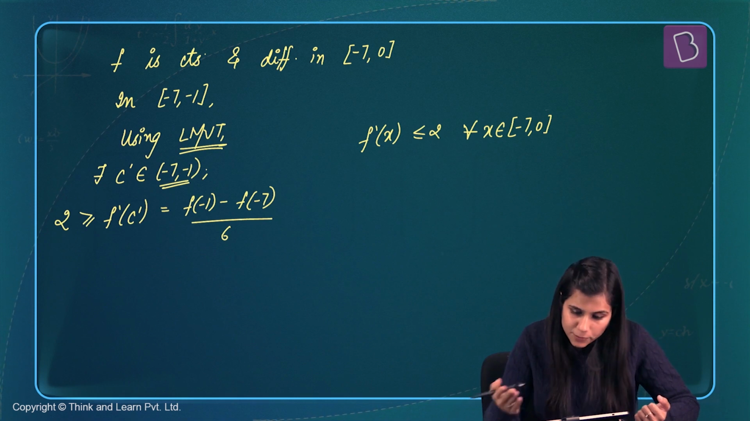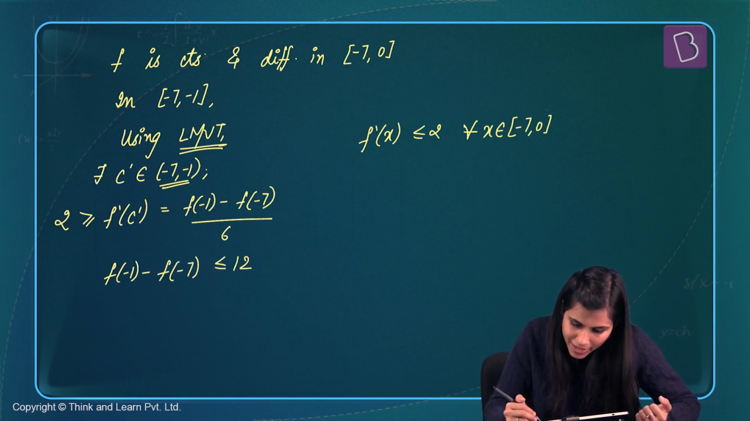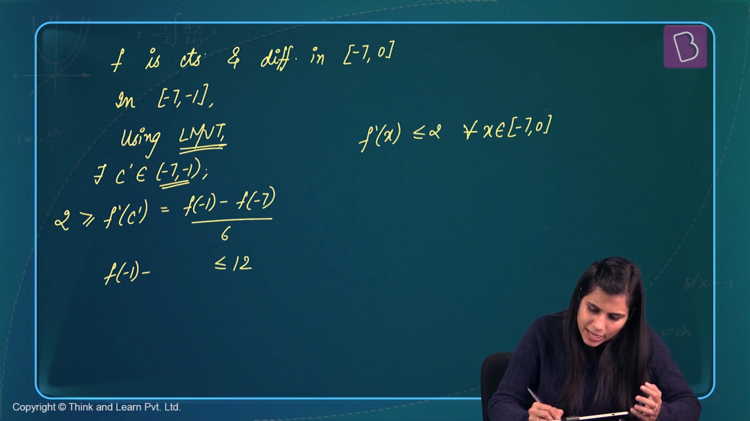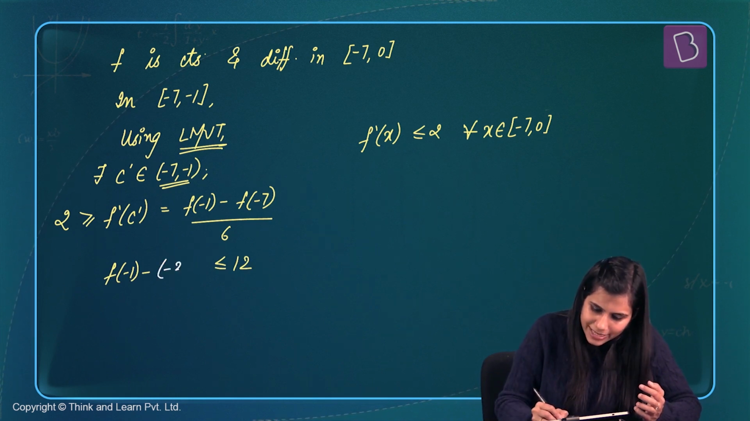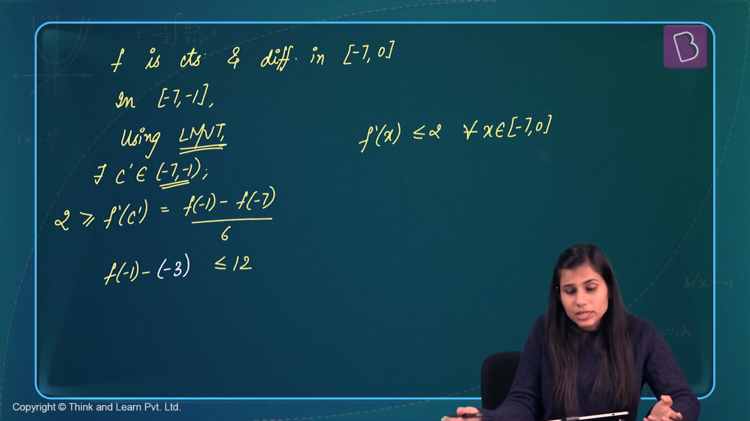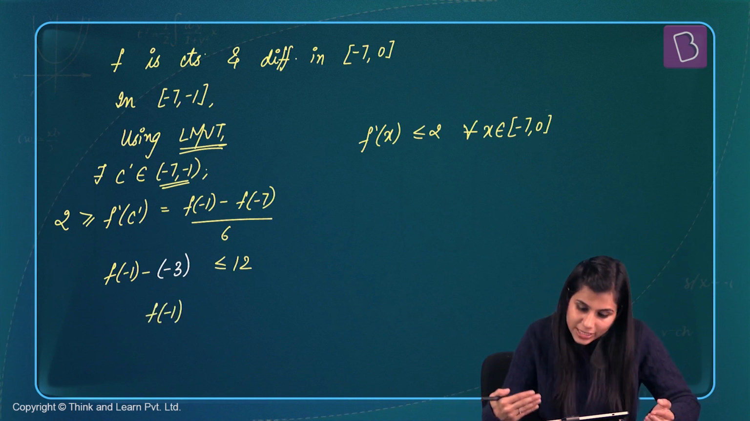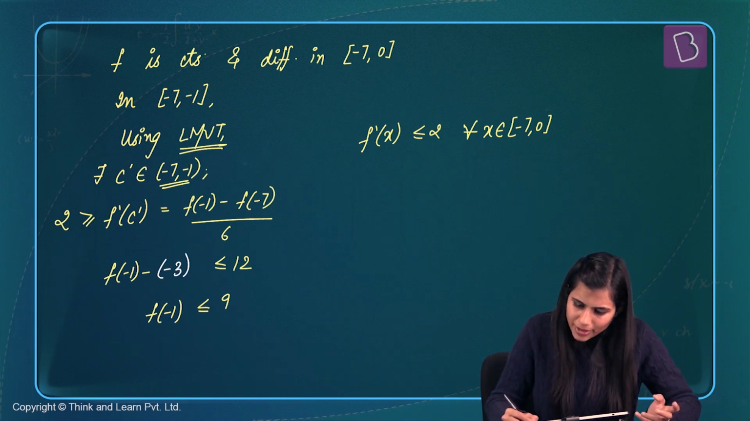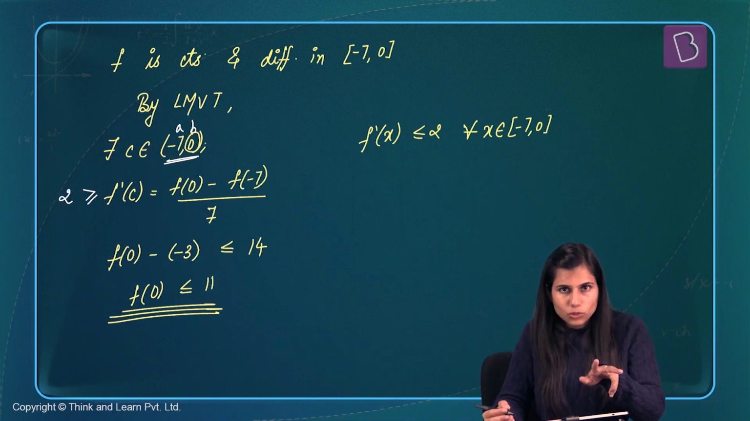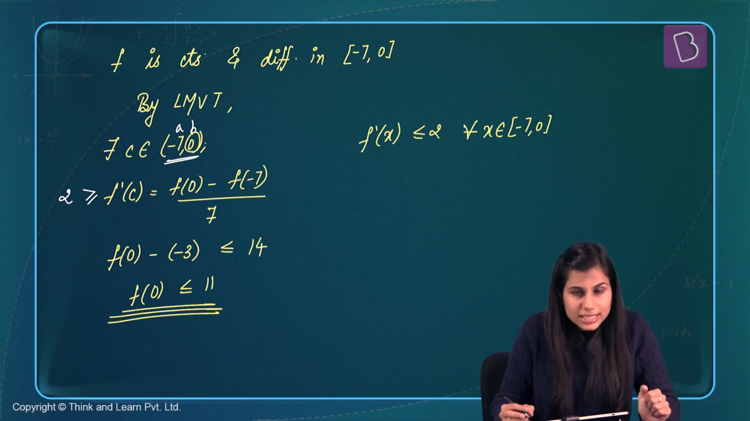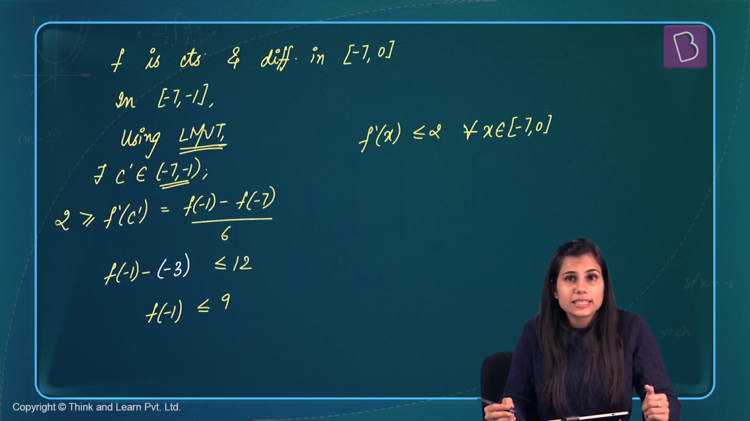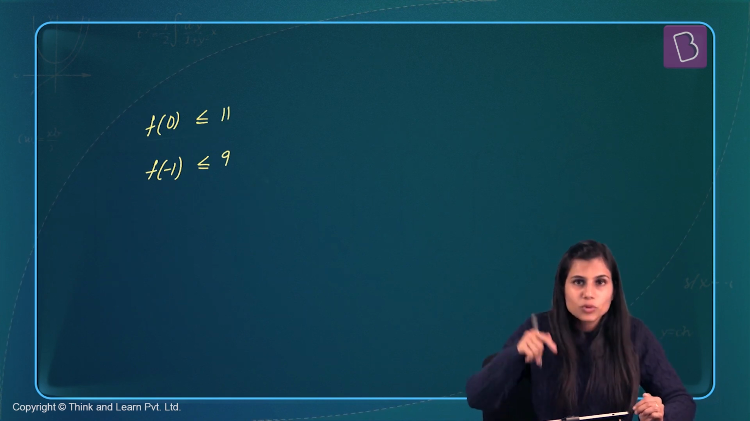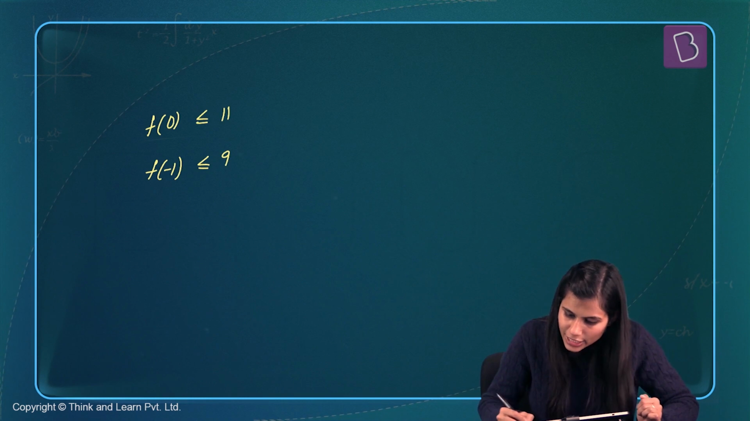And then in the next step, you get f of minus 1 minus f of minus 7 is less than or equal to 12. Again, the exact same thing, f of minus 7 is given as minus 3. So you get the upper limit of f of minus 1 as well. You get f of minus 1 is less than or equal to 9. Right. So now by using 2 times LMVT, okay, smartly, I get f of 0 is less than or equal to 11 and f of minus 1 is less than or equal to 9. So f of 0 plus f of minus 1 will be less than or equal to 11 plus 9, that's 20.